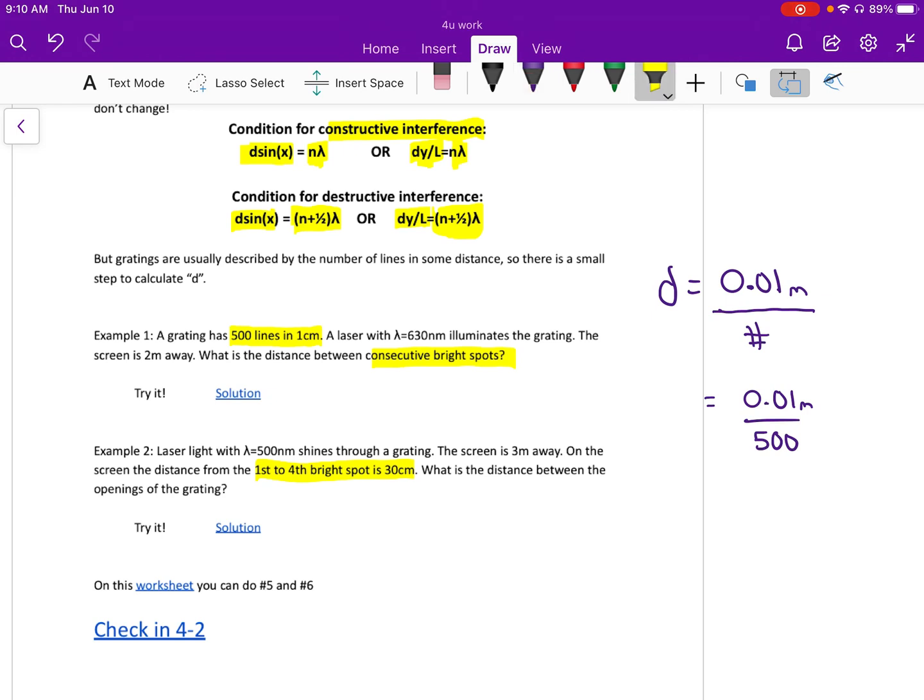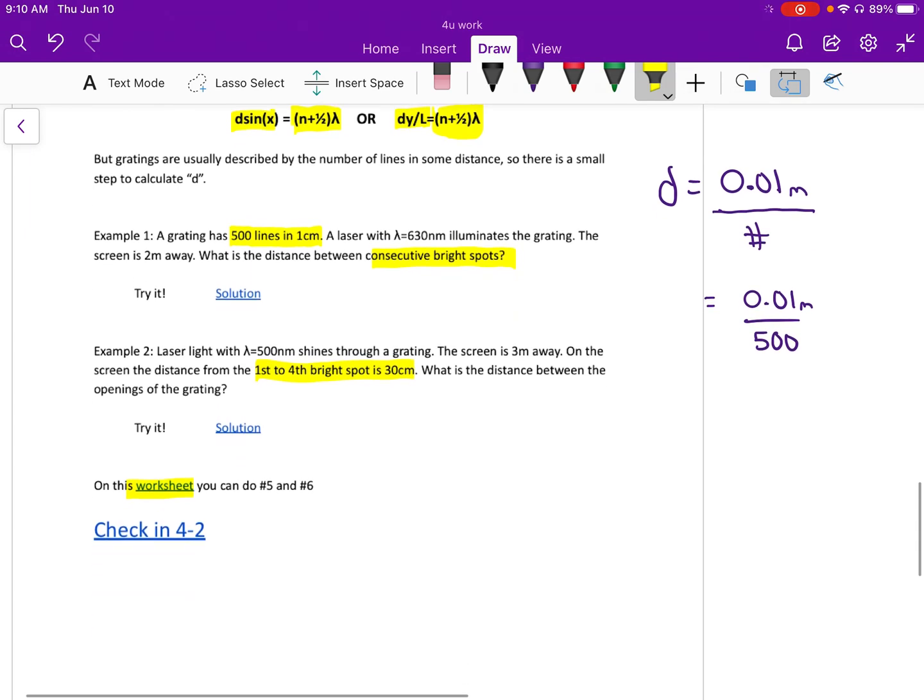So take a look at those two examples. There's a worksheet, that same worksheet. The first 4 questions were double slits. The next 2 are gratings, and one cool check-in related to a real-world application.